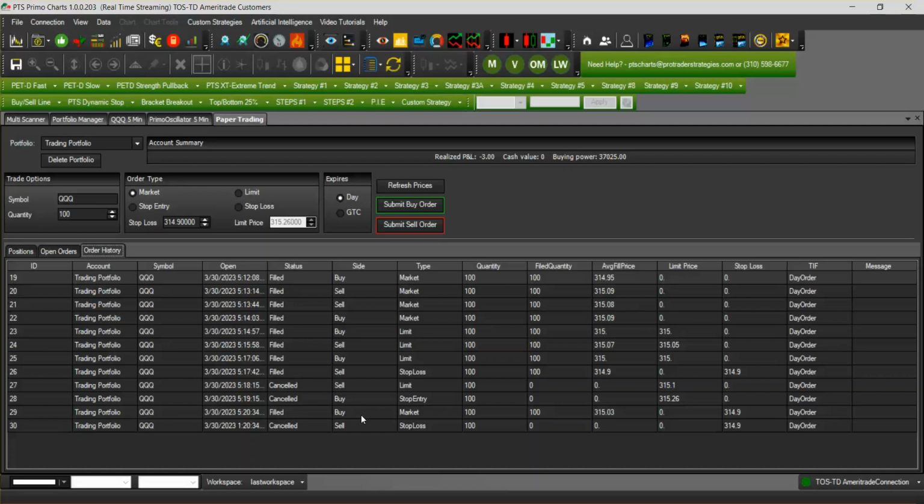With the paper trading module, it's a good idea to test before you go trading live with your own broker's platform. And if you have any questions, let us know.